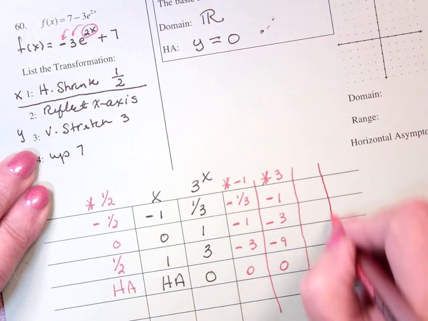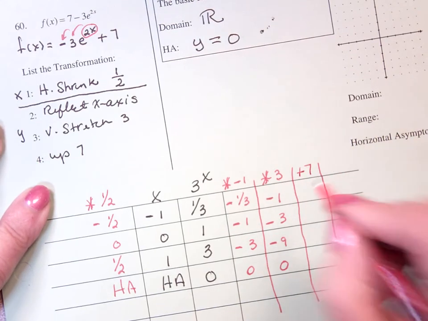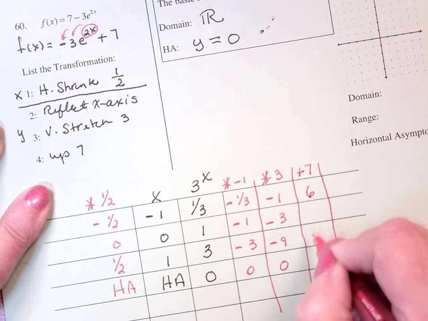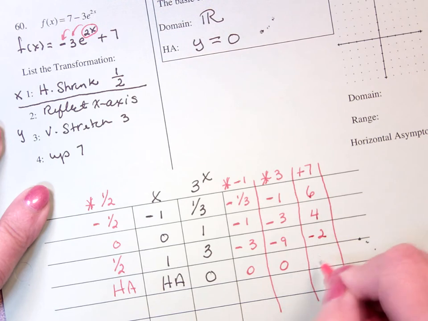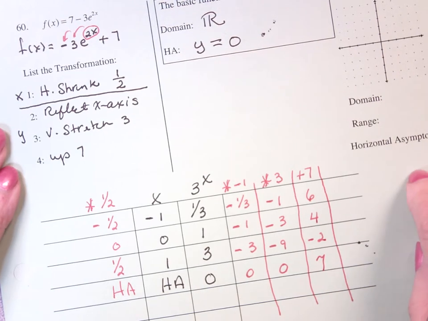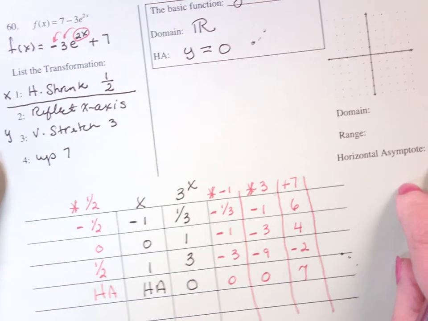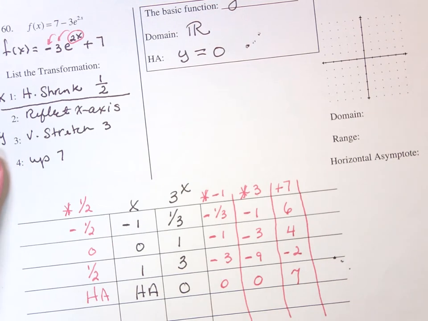So then I'm going to move up 7 units. I'm going to add 7. So this is going to be 6, 4, -2, 7. I hope. See, I know what he's going to look like. He's going to be flipped upside down, and he's going to be moved up 7.